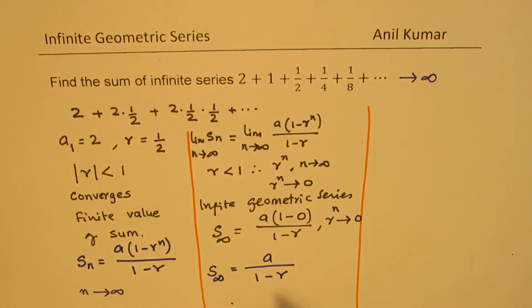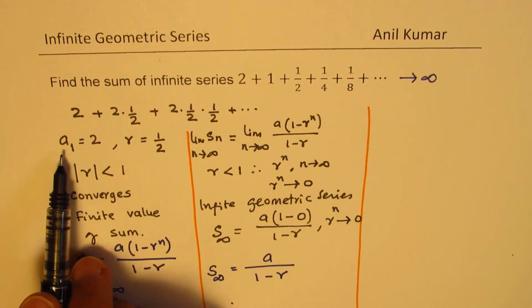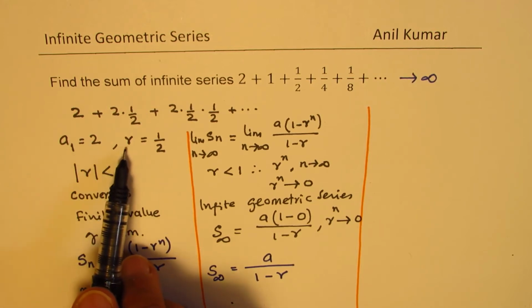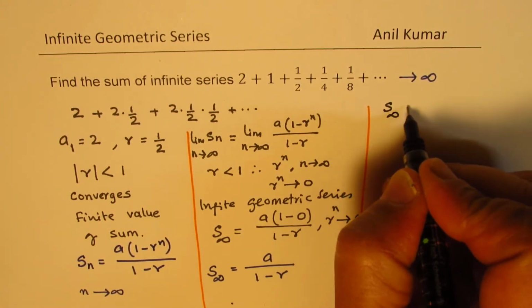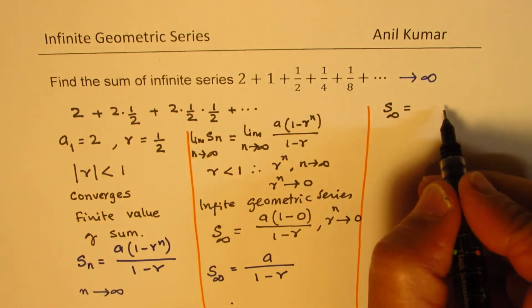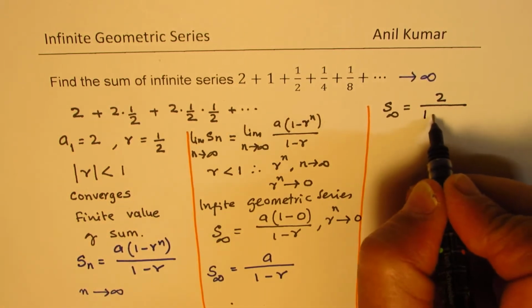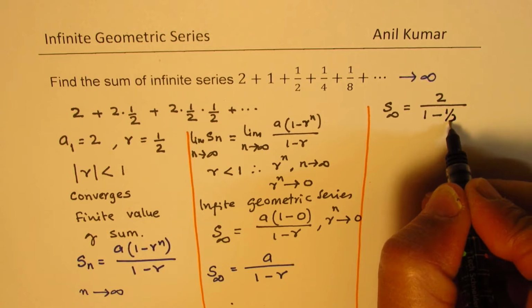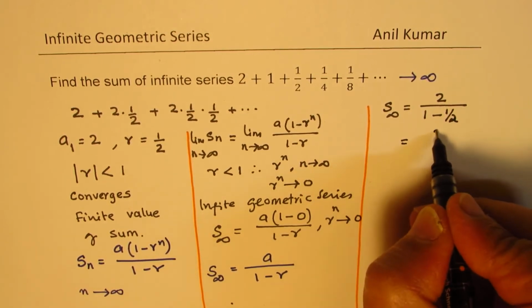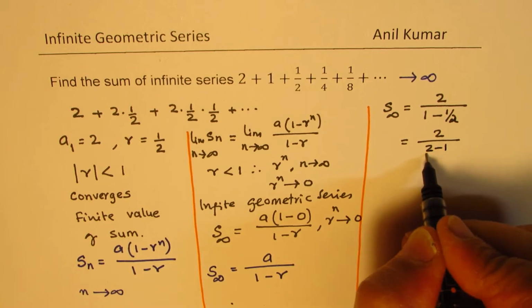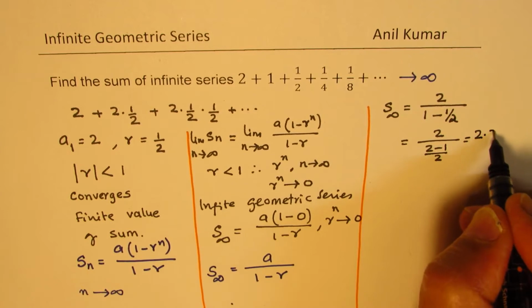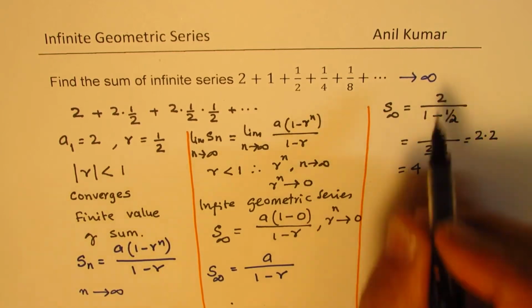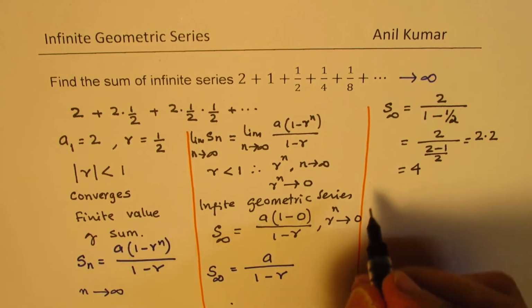Now, once you know the formula, you can directly apply it. This is an infinite series where you know that the first term is 2 and the r value is 1/2. So applying this formula, we can find the sum of this series as equal to the first term, 2, divided by 1 minus 1/2. That is the value of r. So that should be equal to 2 over 1/2, which is 2 times 2, or equal to 4. So the sum of this series is 4. Our answer here is 4.